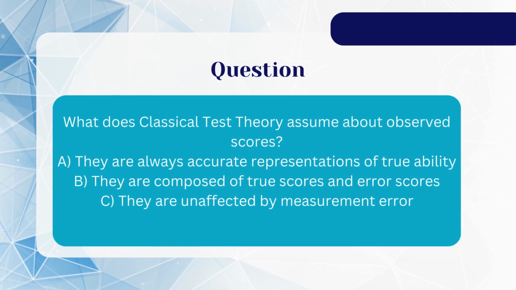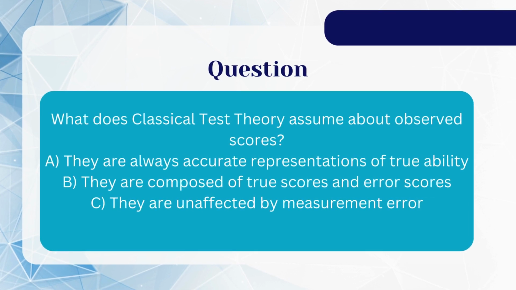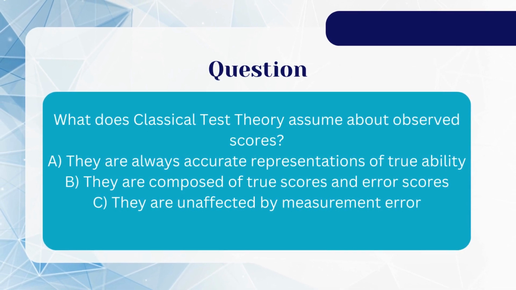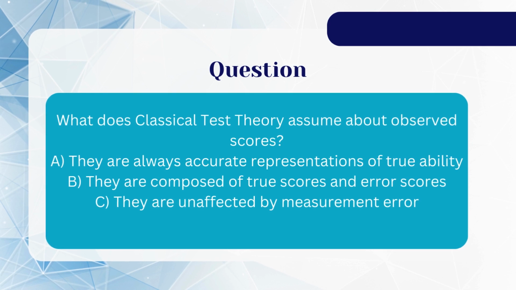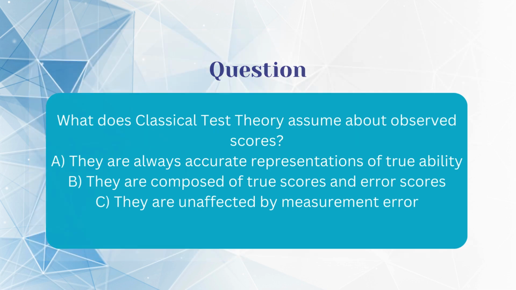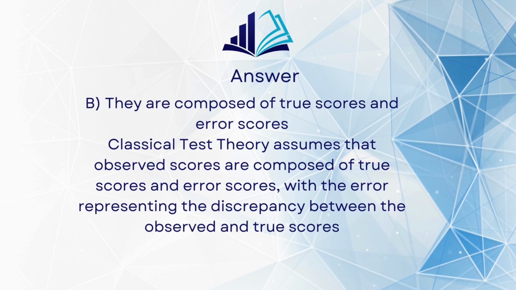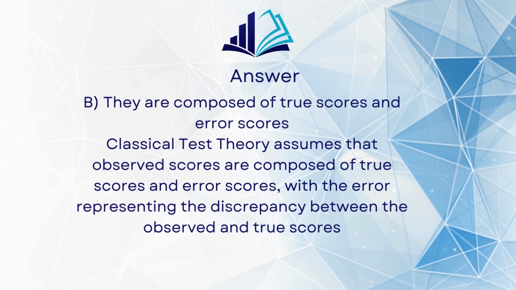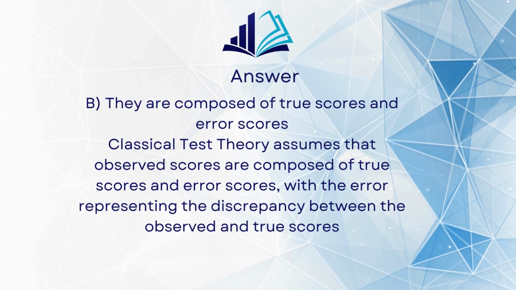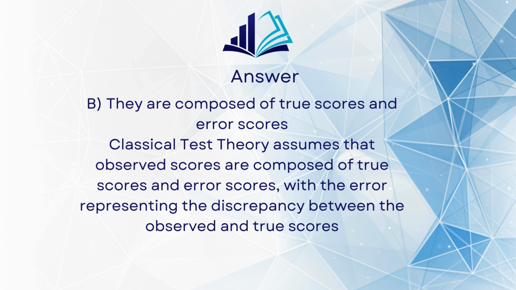What does classical test theory assume about observed scores? A. They are always accurate representations of true ability. B. They are composed of true scores and error scores. C. They are unaffected by measurement error. B. They are composed of true scores and error scores. Classical test theory assumes that observed scores are composed of true scores and error scores, with the error representing the discrepancy between the observed and true scores.